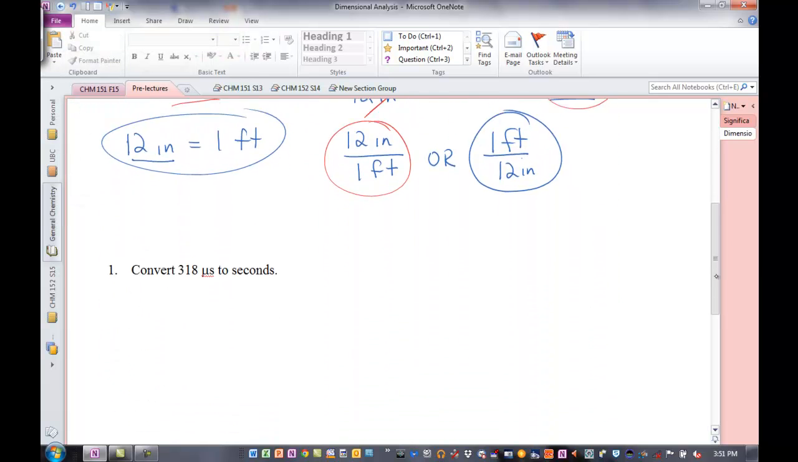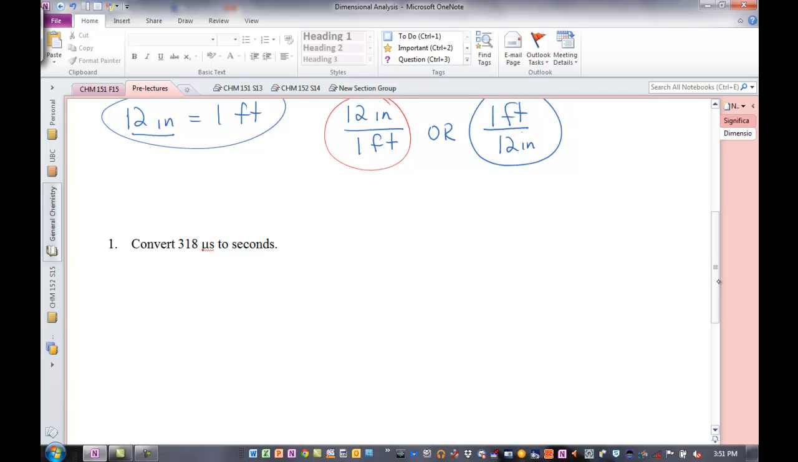Okay, so here's my next example for you. Let's convert 318 microseconds, so make sure you recognize that metric prefix, micro, to seconds. Now you do need to know these metric prefixes, and for some reason in the US we have not really adopted the metric system, but you do need to know these. We will use these extensively in this course.